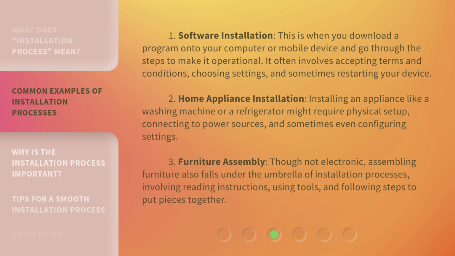2. Home appliance installation. Installing an appliance like a washing machine or a refrigerator might require physical setup, connecting to power sources, and sometimes even configuring settings. 3. Furniture assembly. Though not electronic, assembling furniture also falls under the umbrella of installation processes, involving reading instructions, using tools, and following steps to put pieces together.